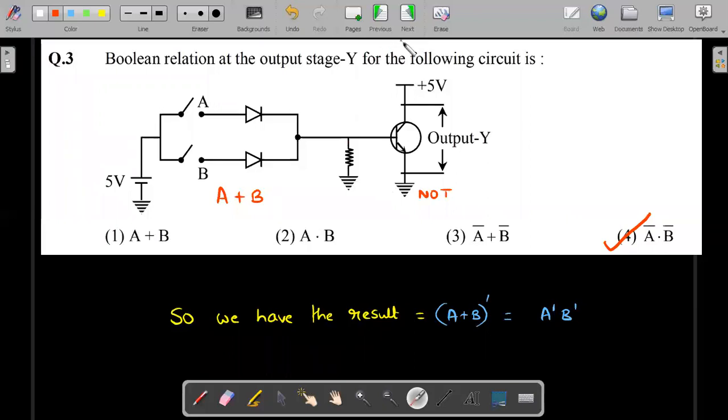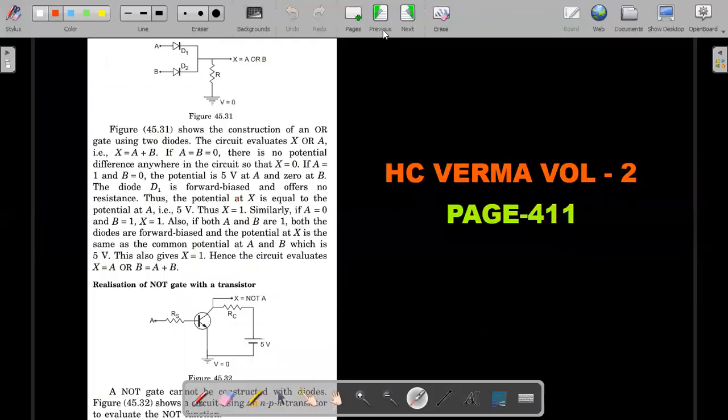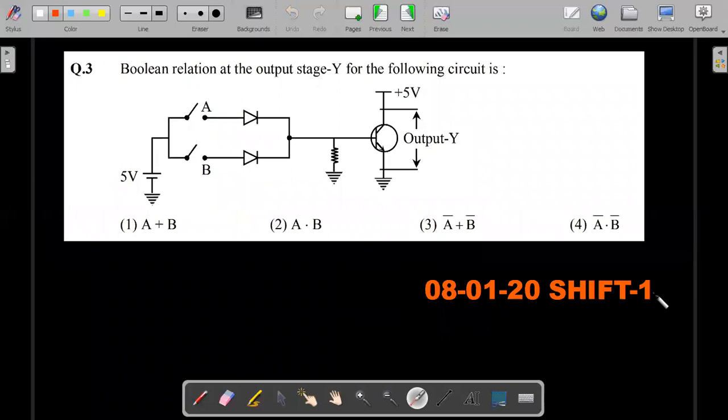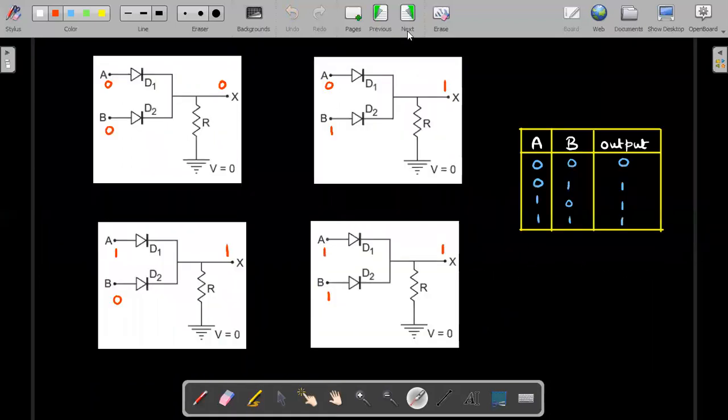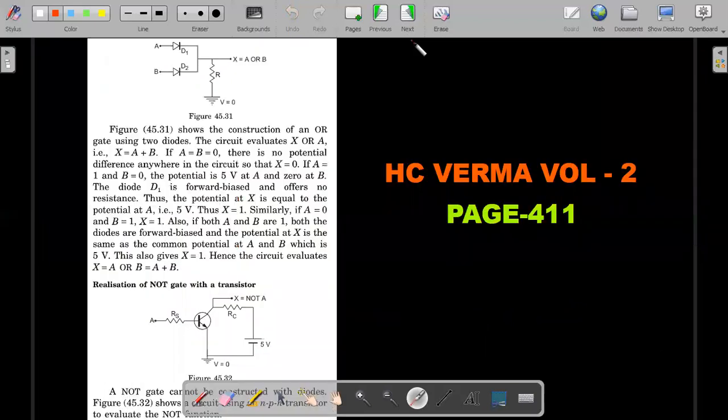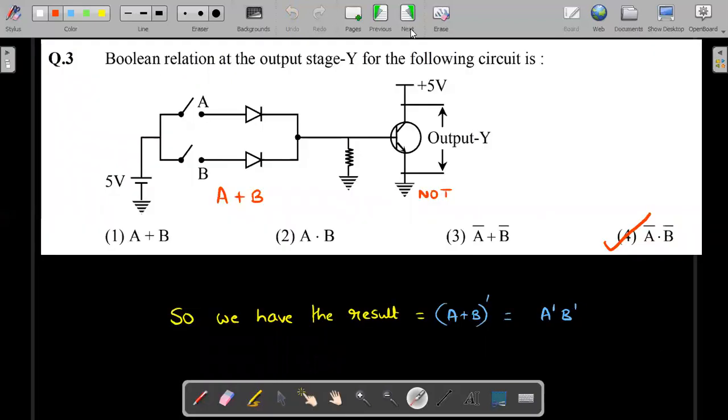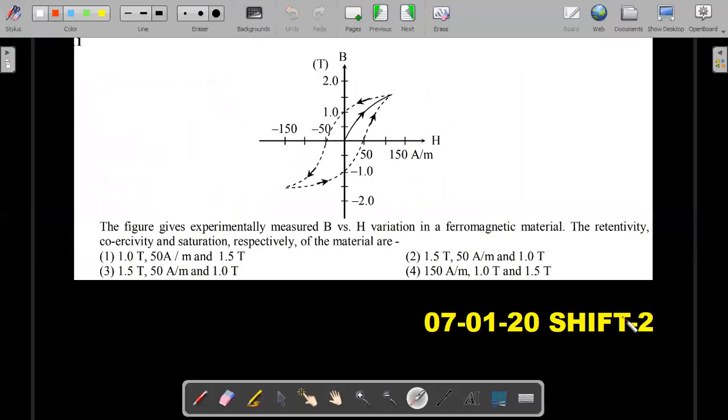So this was a very tough question for JEE Mains extra syllabus in 8th January shift 1. But this is the only question that they asked in extra syllabus. Okay, so that was a compensation. And let's move to the next paper, which is the 7th January shift 2.